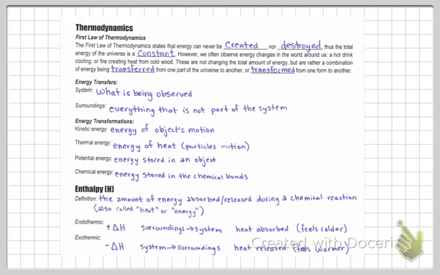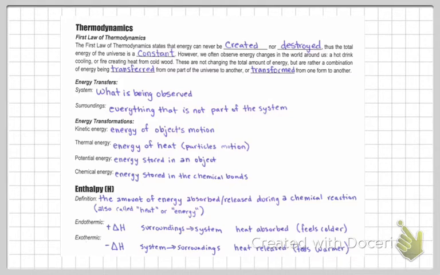The system is what we are observing. The surroundings is everything that is not part of the system. So, for example, if you're talking about a cup of ice water, the cup of ice water is the system, and then the surroundings is the room or the countertop that it sits on. So basically everything around the system.